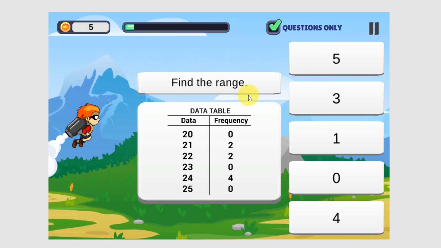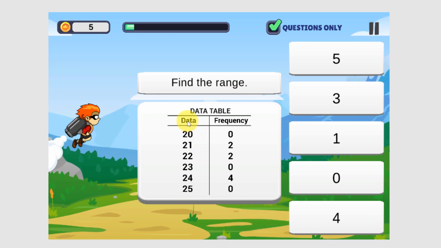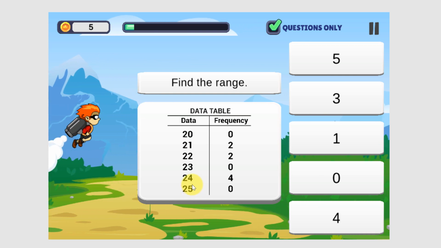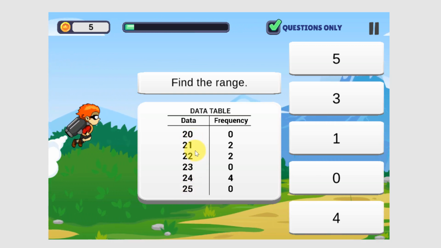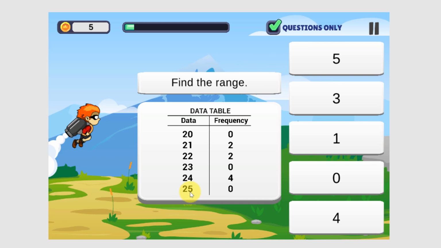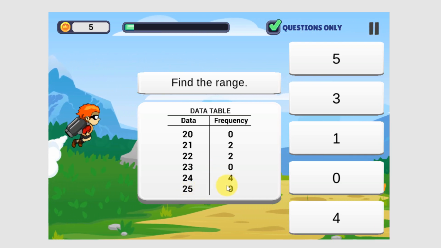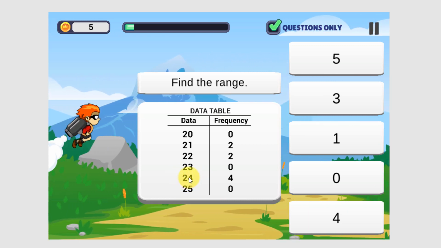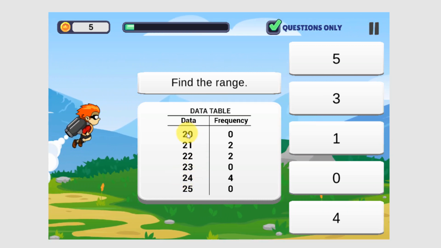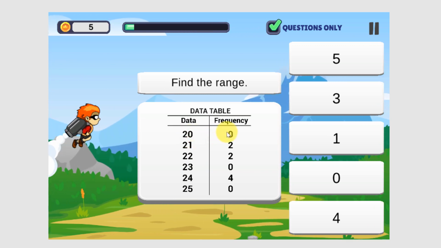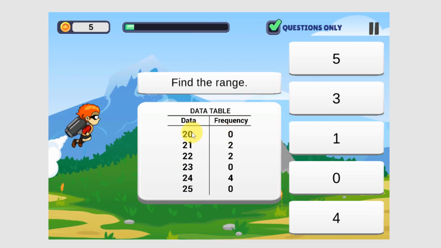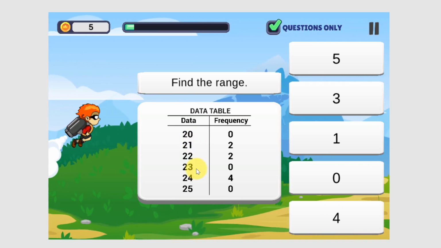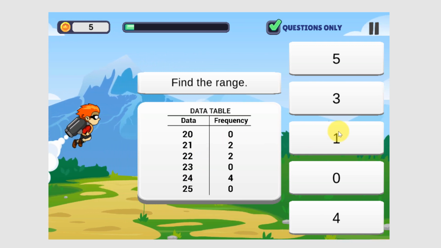Find the range. So the range, you would have to look at our data and you would have to see the maximum value and the minimum value. Now the maximum value looks like it's 25, but it's not because it has a frequency of 0. Our largest piece of information is actually 24. And our smallest piece of information is not 20. That has a frequency of 0. It doesn't occur. So the smallest number on the data is 21. So what's 24 minus 21? That's 3.